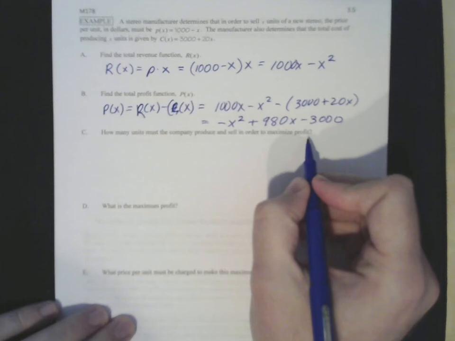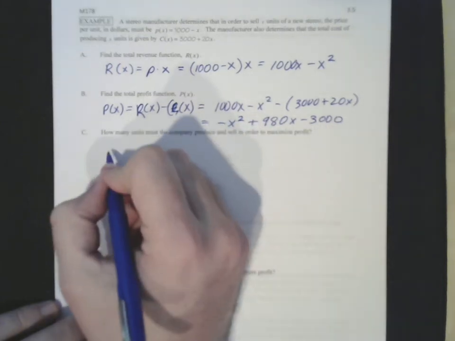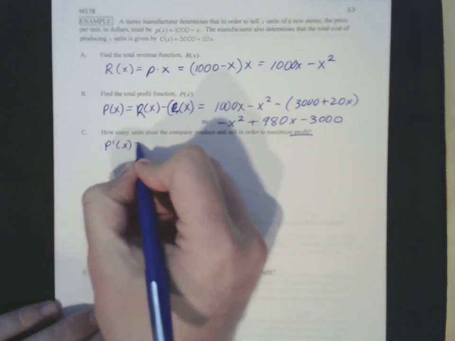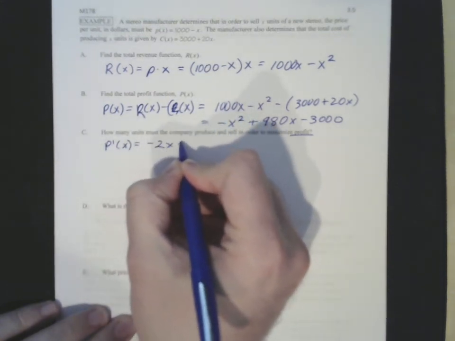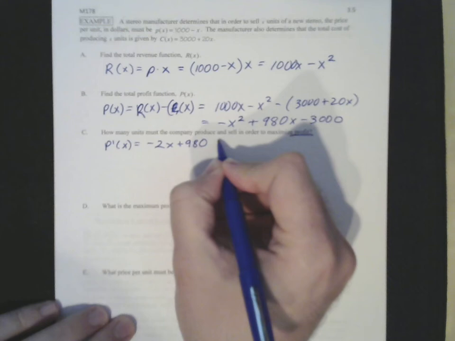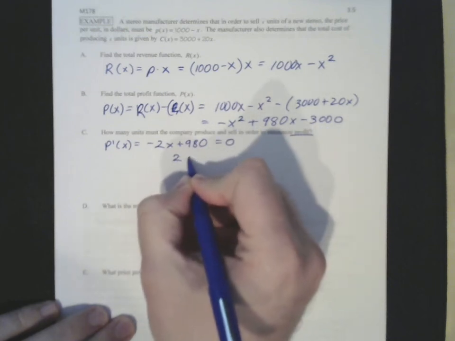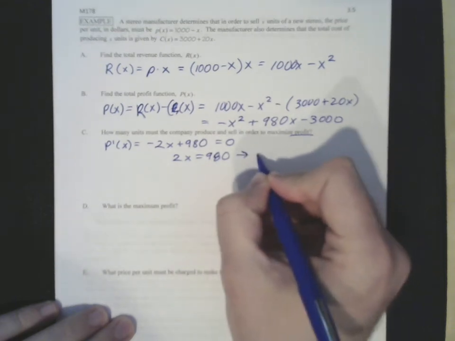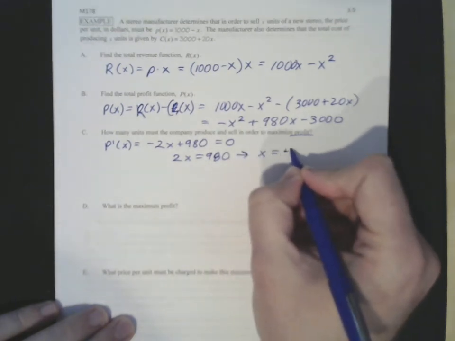So how many units must you produce to find the maximum? Well, we want maximum profit, so we need P prime. P prime is going to be negative 2x plus 980. Set that equal to 0. 2x equals 980. So x equals 490 units.